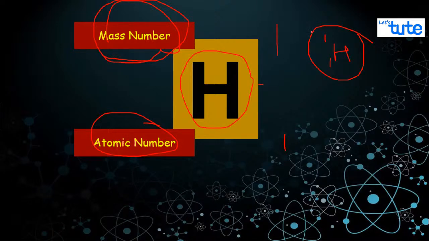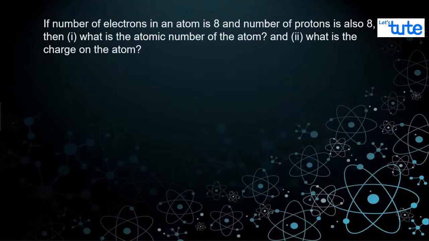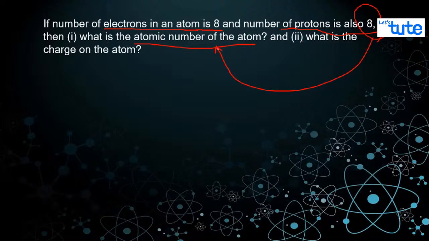So this is a question in which it's given that the number of electrons in an atom is 8. Read the question very carefully. This is actually a textual question. So the number of electrons in an atom is 8. The number of protons is 8. So they have given us the number of electrons and the number of protons. What is the atomic number of the atom? We know that the number of protons is nothing but the atomic number of the particular atom.